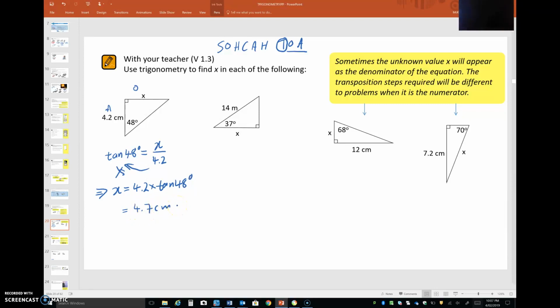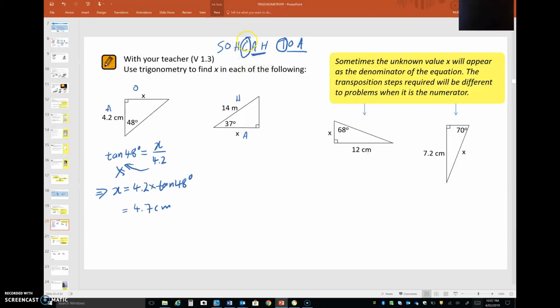So you might want to pause the video at this stage and see if you can try the next one, and then I'll have a go at it. Okay, so let's see which two sides are involved. We want the adjacent side. We've got the hypotenuse is given to us. So this time A and H are involved.